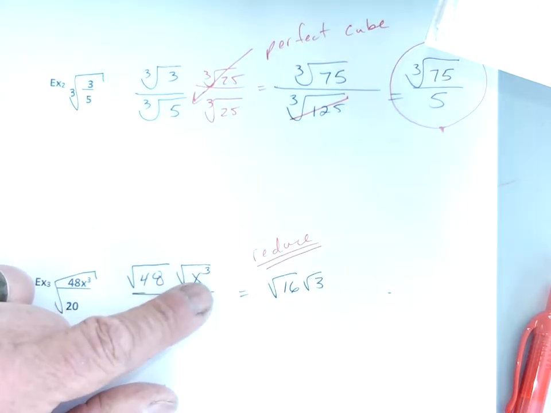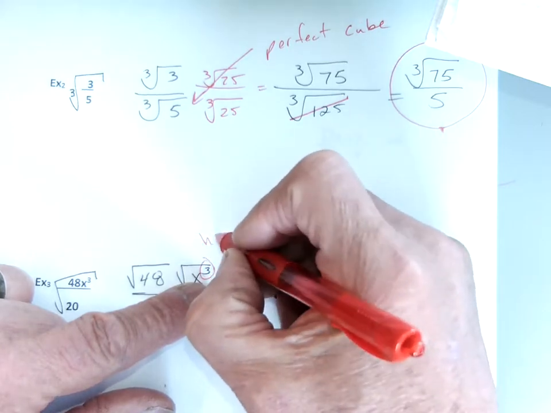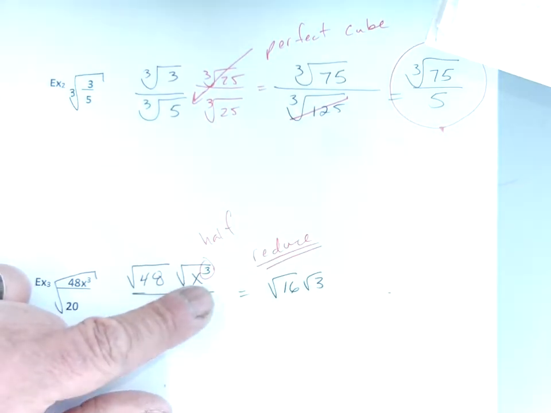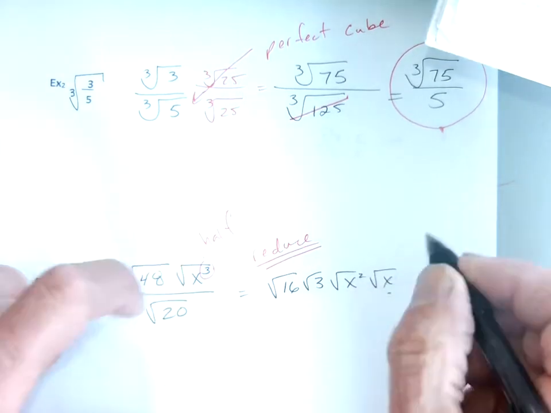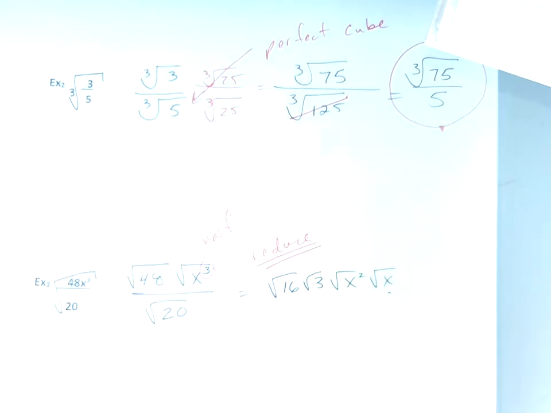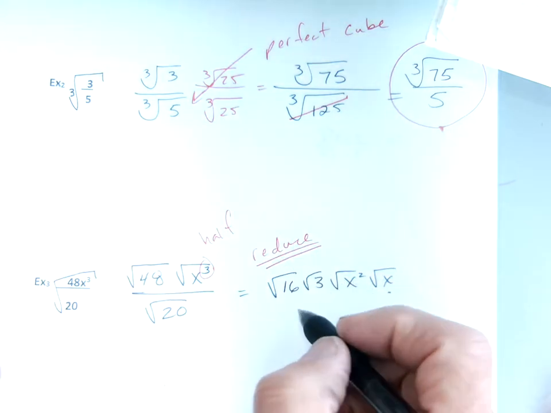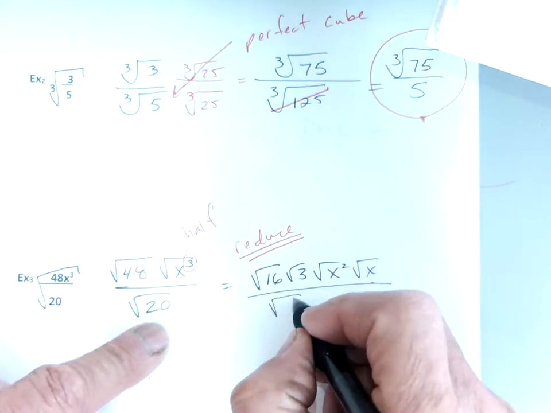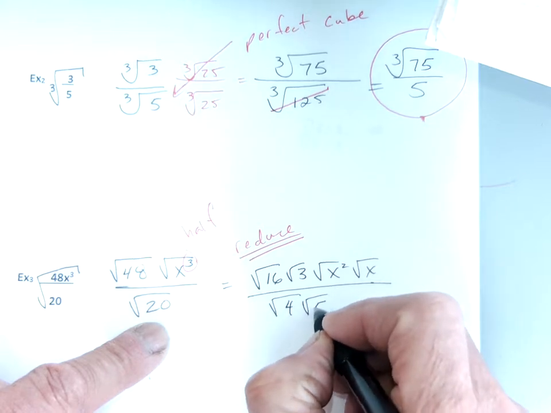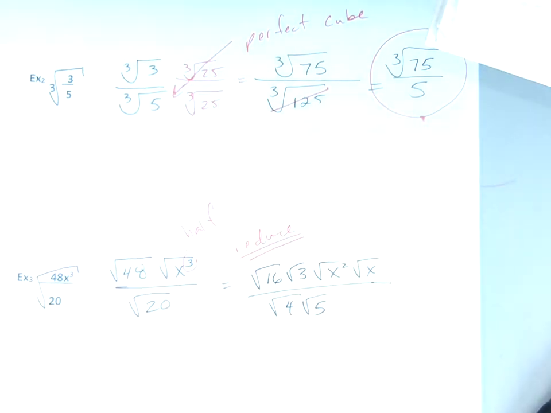I want to take half of this, but I can't take half of it if it's an odd number. So I'm going to change that to the square root of x squared times the square root of x. In the denominator, 20, I'm going to reduce that to the square root of 4 times the square root of 5, because the square root of 4 is a perfect square. Now, I haven't done anything with the denominator yet. I'm just reducing. That's what we did yesterday, right?